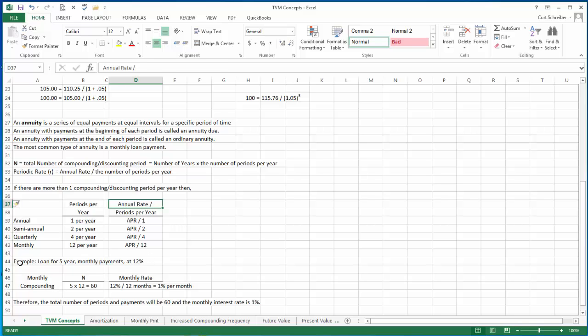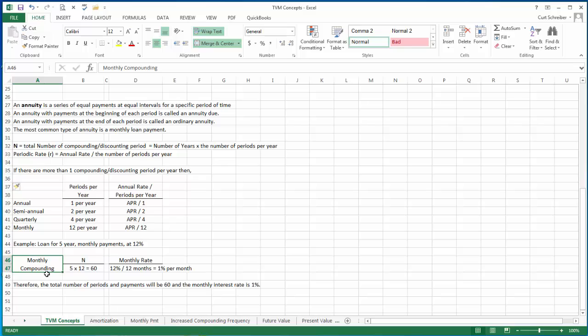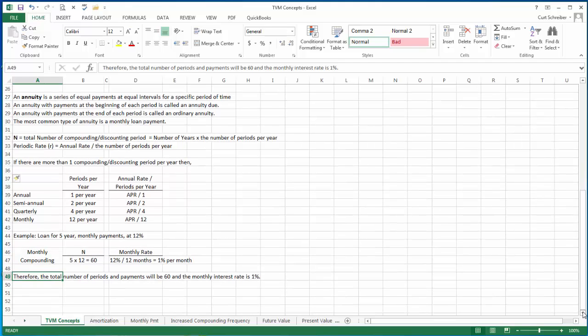Let's look at an example. The example is we have a 5-year loan with monthly payments at 12% interest. Therefore, with monthly compounding, the total N, meaning total number of periods, is 5 years times 12 payments per year. You will have a total of 60 periods or 60 payments. The monthly interest rate is going to be the annual rate of 12% divided by 12 periods per year, or 12 months, which equals 1% per month. Therefore, the total number of periods and payments will be 60, and the monthly interest rate is 1%.